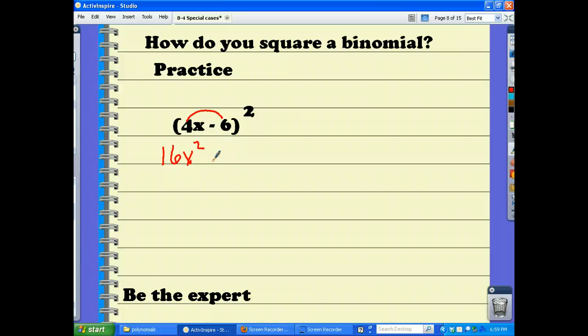And then once I do that, I'm going to get negative 48, minus 48x. And then the last term here, take negative 6, square it, plus 36. And that is positives and negatives, how you square a binomial.